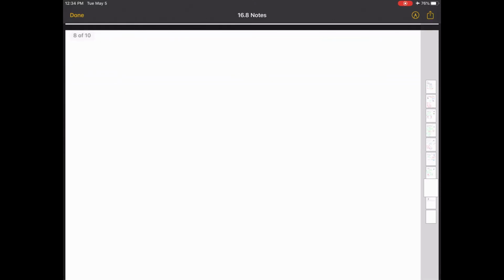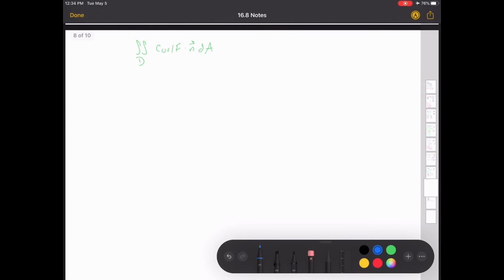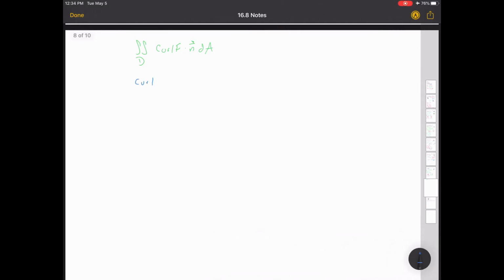And again, what we're doing now is we're going to use the double integral. And again, I'm going to write this as the double integral over D of the curl of F dot n dA, as opposed to the curl of F dot dS over the surface. Same thing, but this is the way we're going to do this problem. So let's verify now. Let's do the curl.